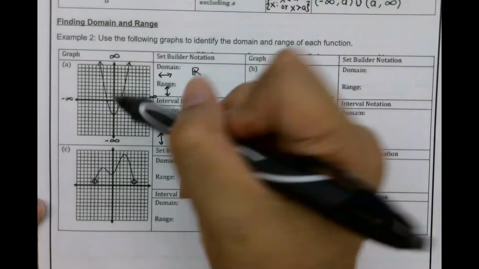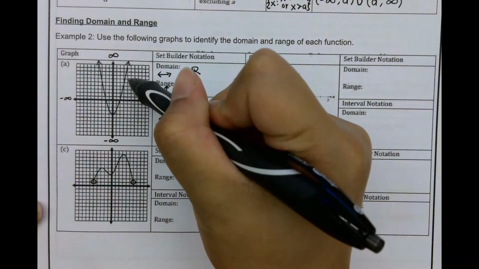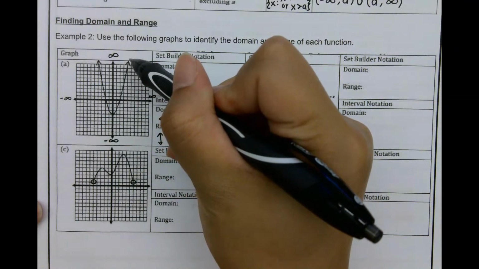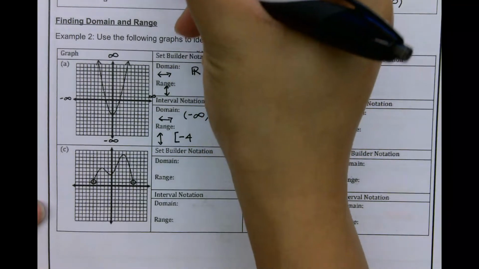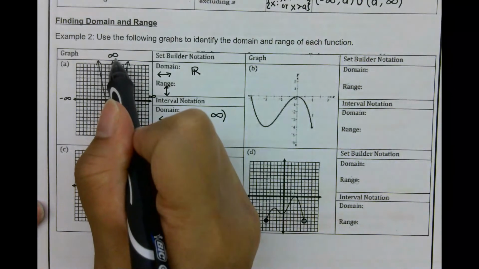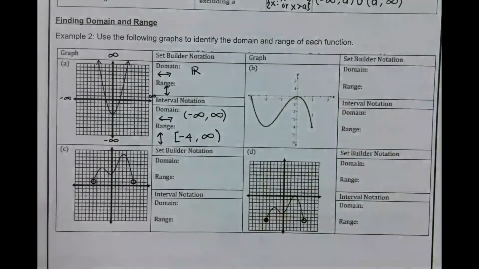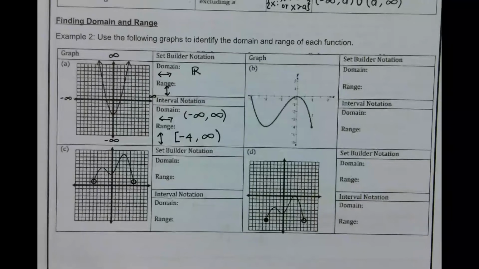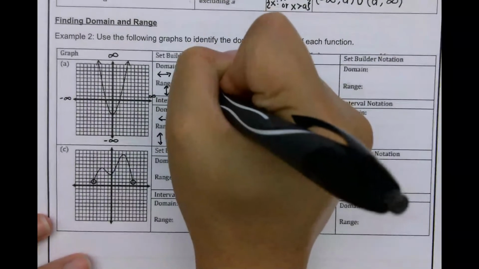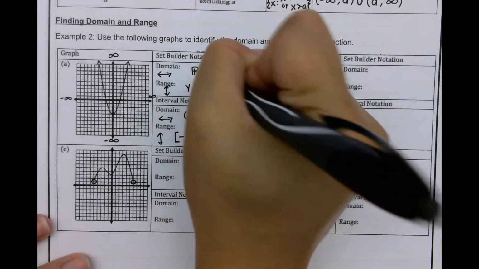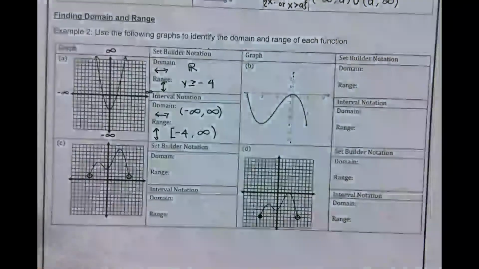Then I'm going to walk up, walk up, walk up. What you can see is that because of that arrow, they can walk up forever and ever towards positive infinity. So the range is from -4 to infinity. In set builder notation, we would write that as y is greater than or equal to -4.